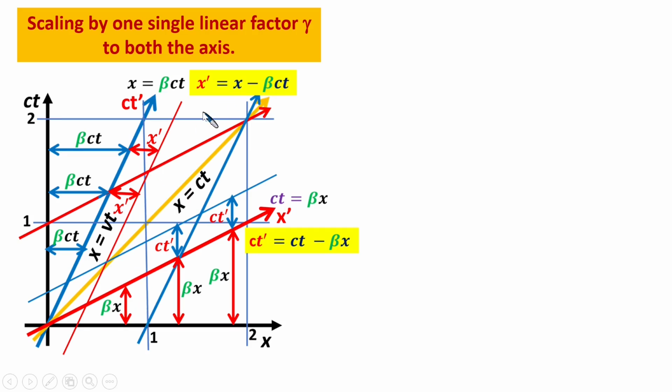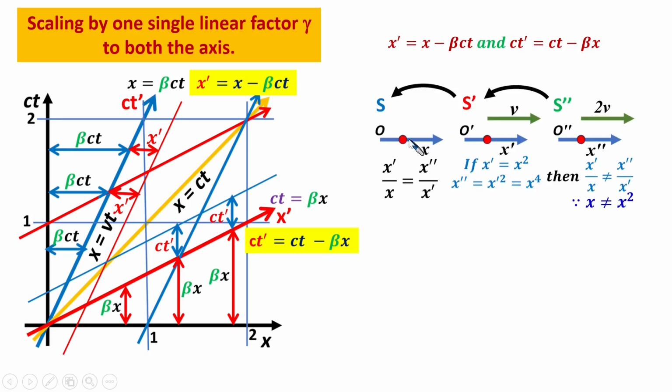This is your x prime. So this line will be x prime is x minus beta ct. And similarly here, this distance from here to here is say ct. So ct minus beta x is ct prime. Now I write these two equations here, and you see, very interesting.